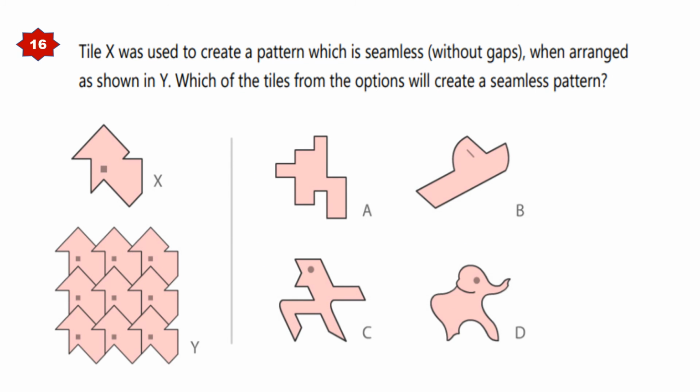A tile was used to create a pattern which is seamless without gaps. Then, when arranged as shown in Y, which of the tiles from the options will create a seamless pattern? Okay, tile X was used to create the pattern which is seamless. Seamless means without gaps. When arranged as shown in the Y, which of the tile from the options will create a seamless pattern?